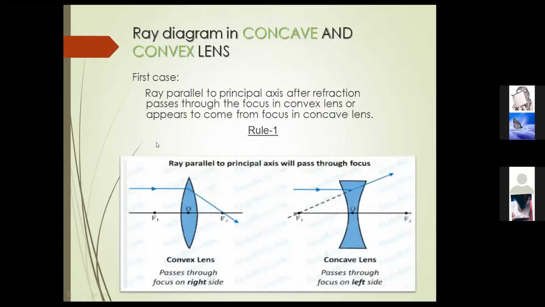So in the first case, a ray parallel to principal axis after refraction passes through the focus in a convex lens or appears to come from focus in a concave lens. This is the convex lens and we can see this ray is parallel to the principal axis, and after refraction it is going through the focus. And this is the concave lens in which the ray is parallel to principal axis, but as it is going, we feel like it's emerging from this principal focus.